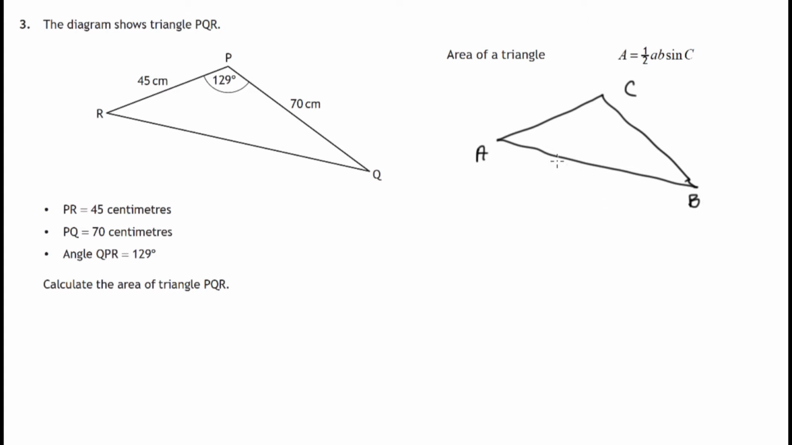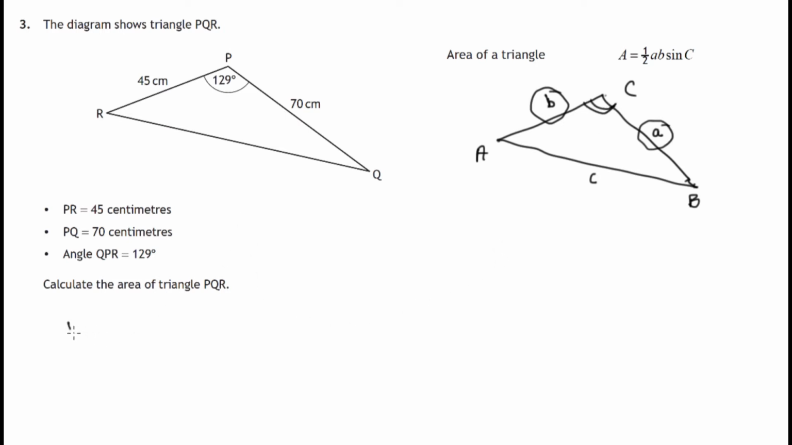And the convention is that opposite angle A, that side is named little a, or the length of it is little a, and the side opposite angle B has length little b, the side opposite angle C has length little c. So this formula tells us to take a half times this length times this length times the sine of the angle in between them.